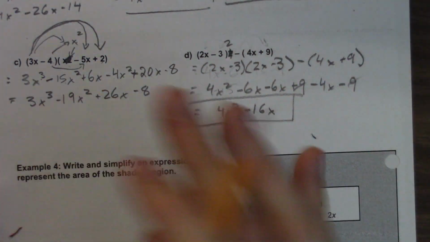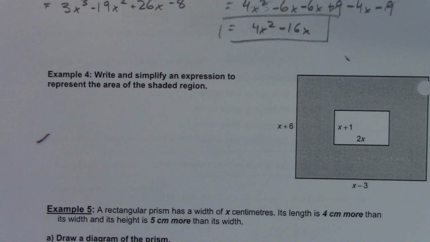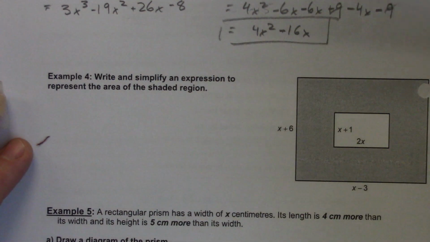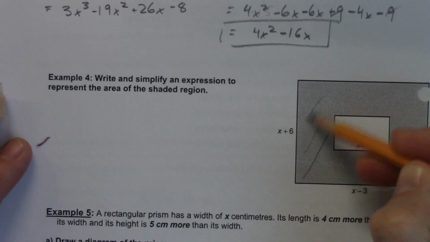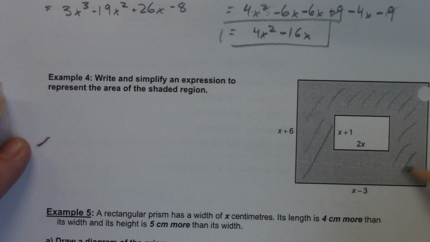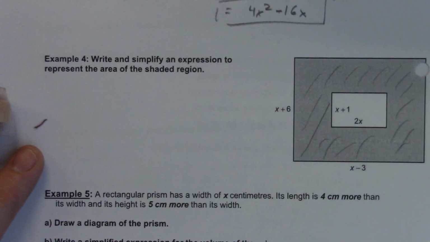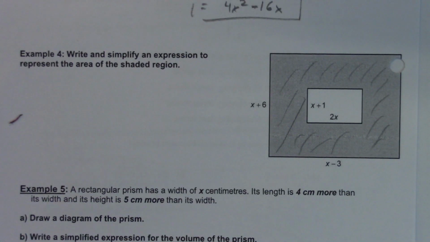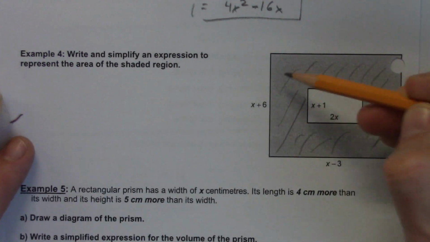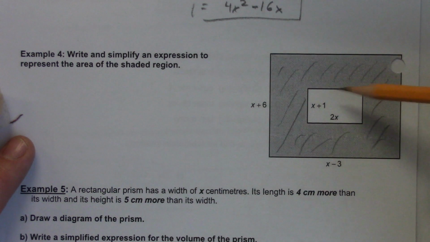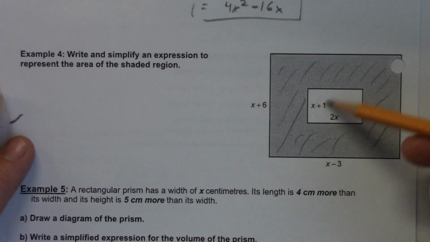All right. Example 4. Write and simplify an expression to represent the area of the shaded region. So, the shaded region is this, the dark region. So how could we find that area? Find the area of the shaded square and then minus the area of the white square. Right, so find the area not of the shaded, but of the whole thing, which includes both, and then minus the area of the small one, right?